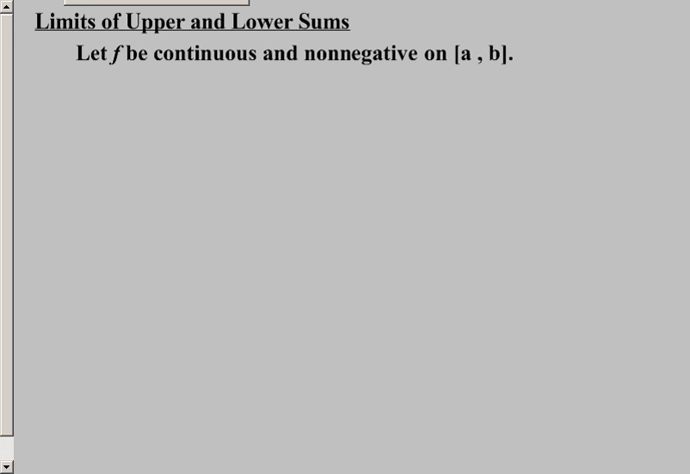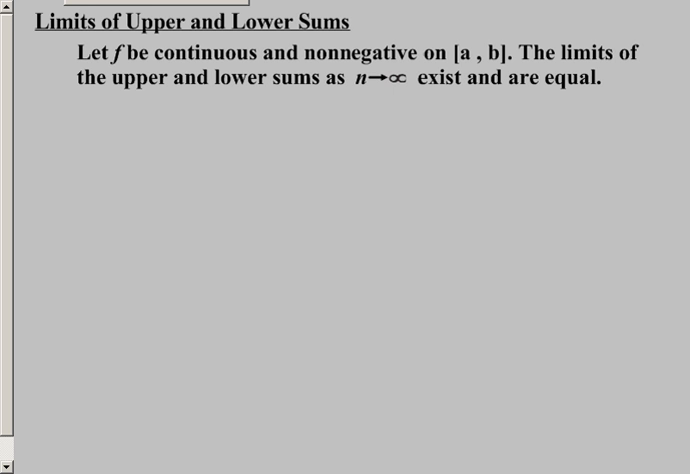Limits of upper and lower sums. Here is the textbook definition for the limit. Let your function be continuous and non-negative on the closed interval from a to b. The limits of the upper and lower sums as the number of rectangles approaches infinity exist and are equal, meaning we don't have any intervals that are of differing sizes from any of the other intervals. The limit as n goes to infinity of the lower sum is defined as the summation as i goes from 1 to n of the function resulting in the lower area, multiplied by the change in x.